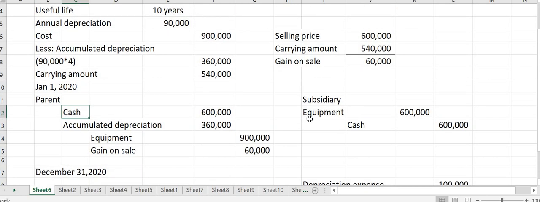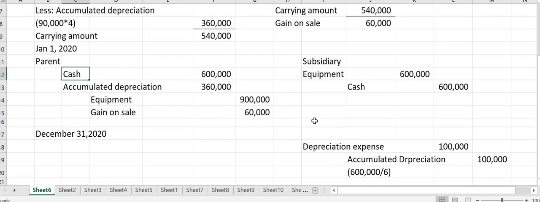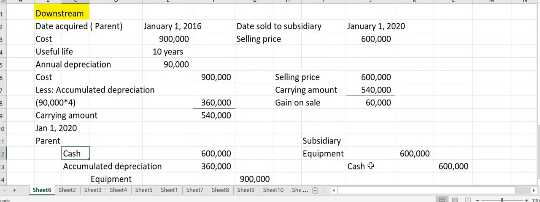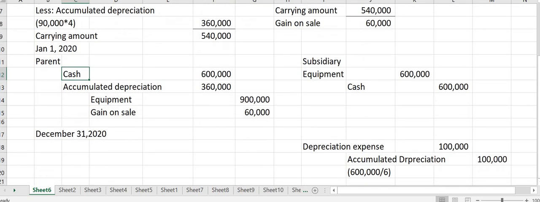On December 31, 2020, the subsidiary will record depreciation of the equipment, since equipment is a depreciable asset. The depreciation is 100,000. This is the cost of the equipment to the subsidiary, which is 600,000, divided by the remaining useful life. The remaining useful life is 6 years, because 4 years have already expired. So 600,000 divided by 6 gives 100,000. The subsidiary reported depreciation expense of 100,000 for the year 2020, one year after the sale.